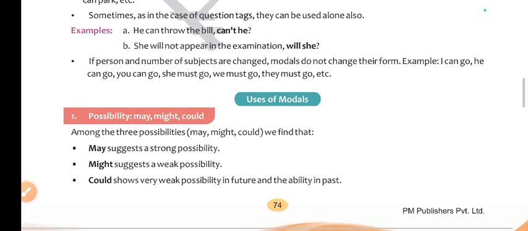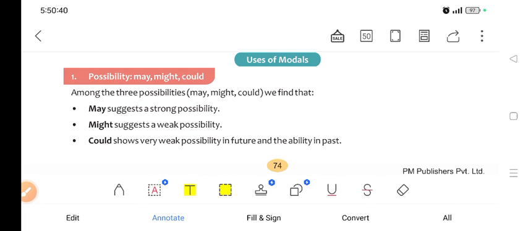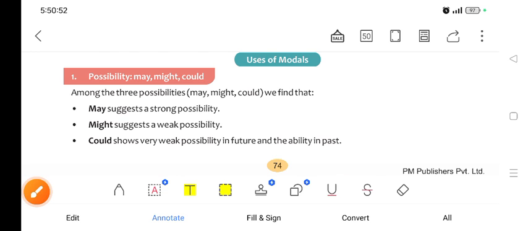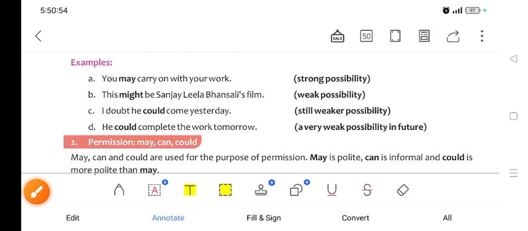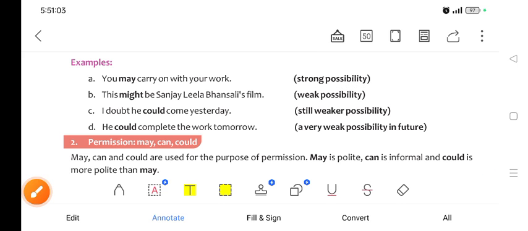Fine. So, use of modals. Possibility: to denote possibility we use may, might, could. For example, may suggests a strong possibility, might suggests a weak possibility, and could shows a very weak possibility in the future and the ability in the past. For example, if you want to convey a strong possibility, then you could use may. You may carry on with your work. Understood?